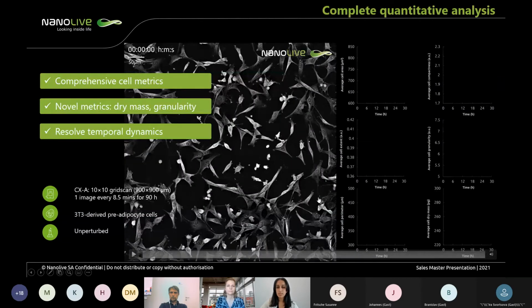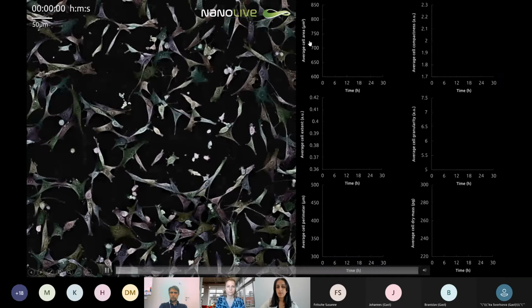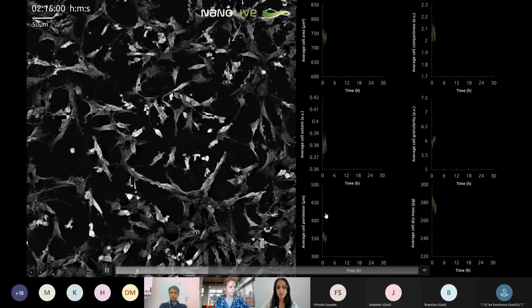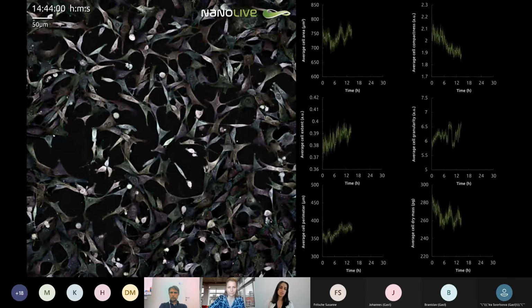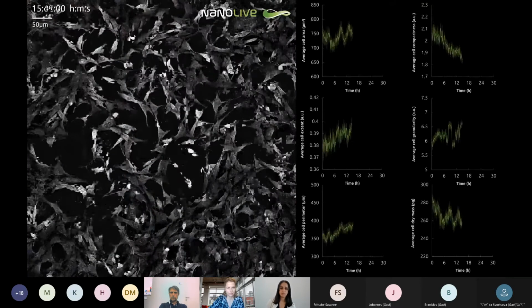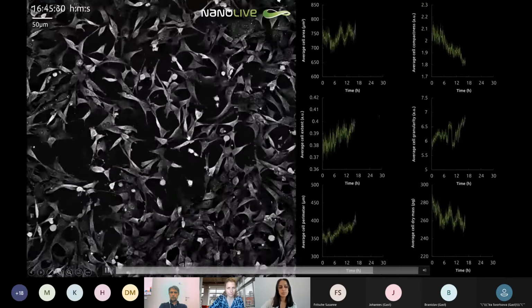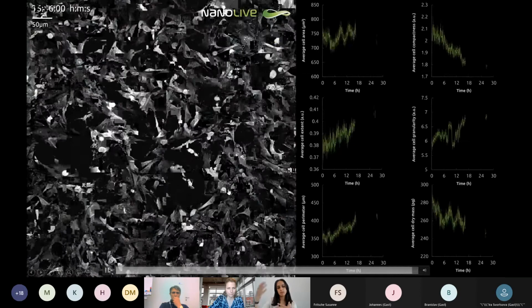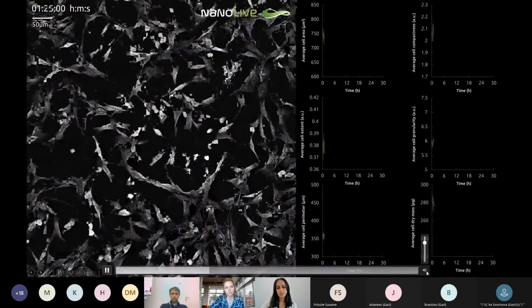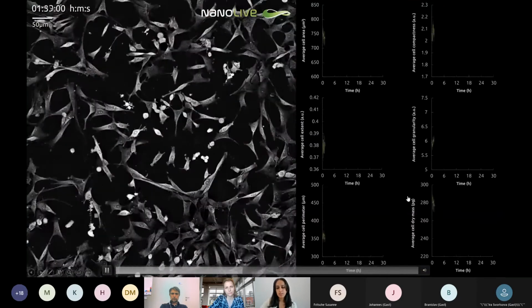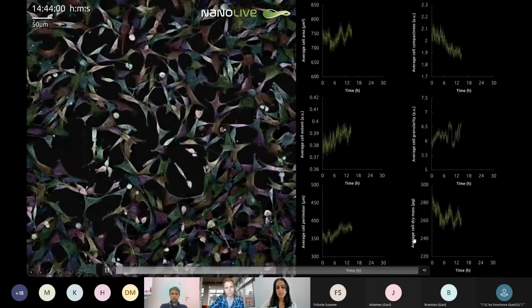We actually have many different metrics, such as the cell area, the cell compactness, the extent, the granularity as well, and the perimeter. It's all morphological information that can give you information on the general health of the population of the cells. You can also get the information for the single cells, so you can get averages in a population and see, for example, what the tendencies of the cells in that population are. One parameter I'd like to highlight the most is the dry mass.